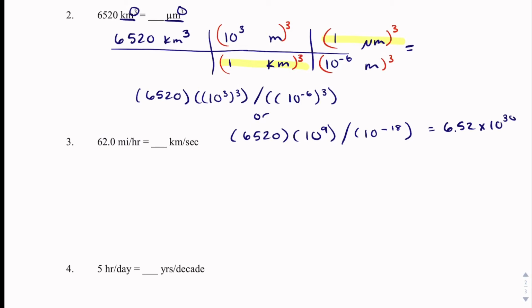That's a huge number. We solve for it in micrometers cubed. For sig figs, we started with 3 sig figs. We still have 3 sig figs, so I'm good.